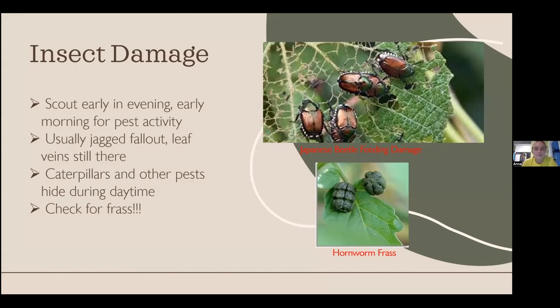Caterpillars and other pests love to hide under leaves or in cracks and crevices. Snails and slugs will do that too. Really good thing to do, check for frass. And frass is just a fancy word for poop. But if you see the poop near the damaged plant or on the damaged plant, you know you have an insect damage problem and maybe not a plant pathogen or plant disease problem. So very important to scout for that.